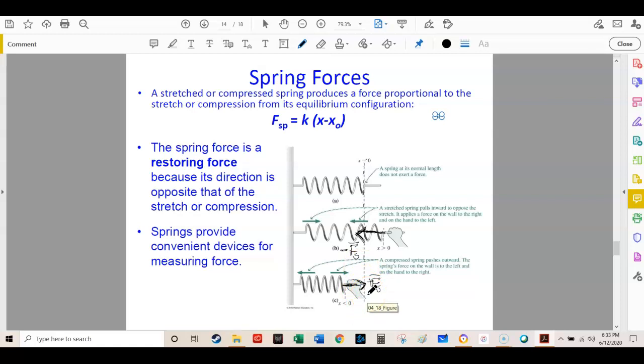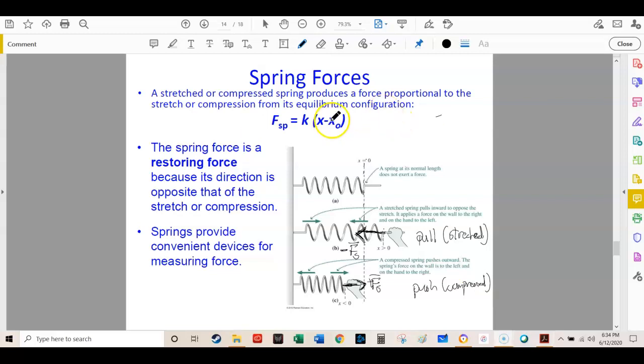So a spring always wants to get back to its equilibrium position, okay? And that force is going to try to restore it to its equilibrium position. A stretched spring is going to want to pull. A compressed spring is going to want to push. Okay? So just remember that a spring wants to get back to its relaxed equilibrium position, and it's going to either pull or push you to get back to that. All right?